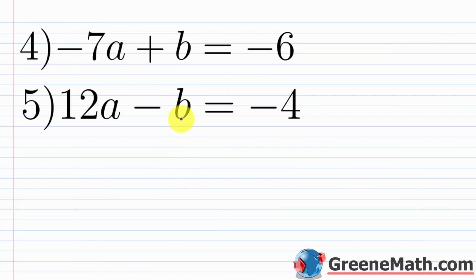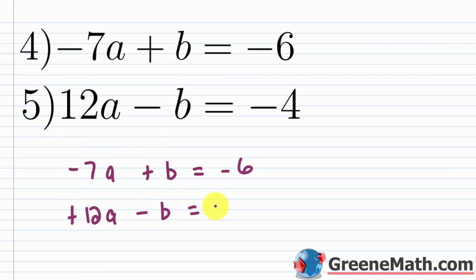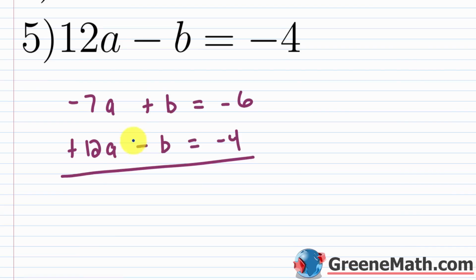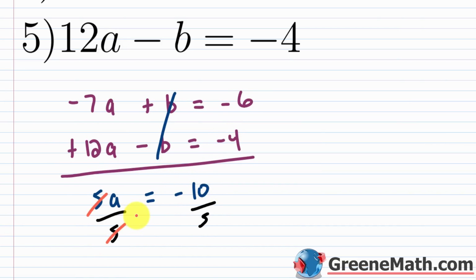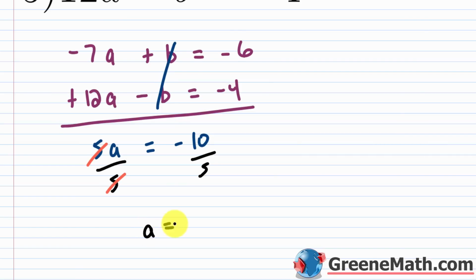So let's just add these guys together. Let me write negative 7a plus b is equal to negative 6. And let me write plus 12a minus b is equal to negative 4. So let's go through. Negative 7a plus 12a, that's 5a. This cancels, and this equals negative 6 minus 4, that's negative 10. Let's divide both sides of the equation by 5. This cancels, and we end up with a is equal to negative 10 over 5, which is negative 2. So we know at this point that a is equal to negative 2.